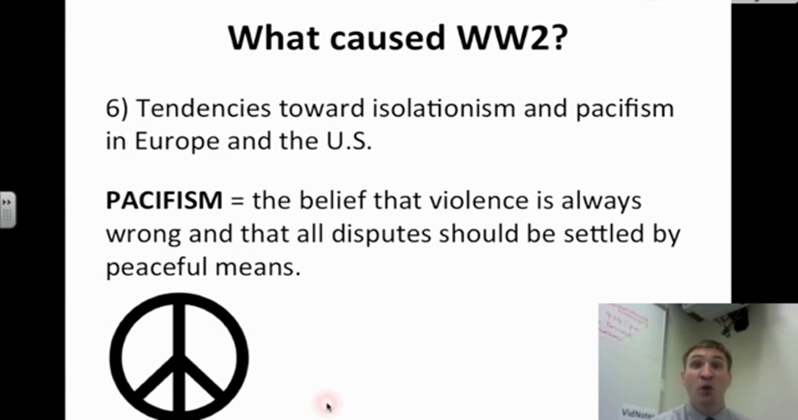What else caused World War II? The tendencies toward isolationism and pacifism in both Europe and the US. What is pacifism? It's the belief that violence is always wrong and that all disputes should be settled by peaceful means. Maybe to stop a dictator like Hitler, you need to be violent to show him you mean business.